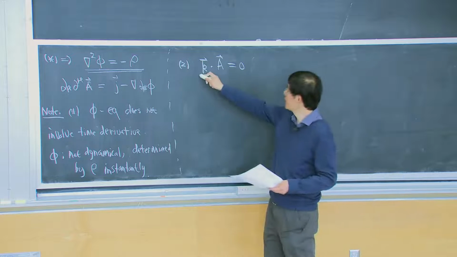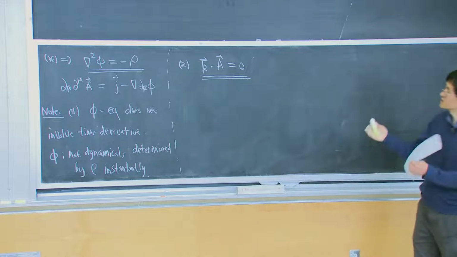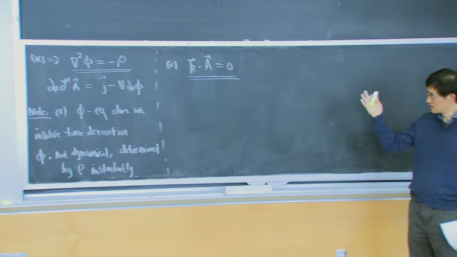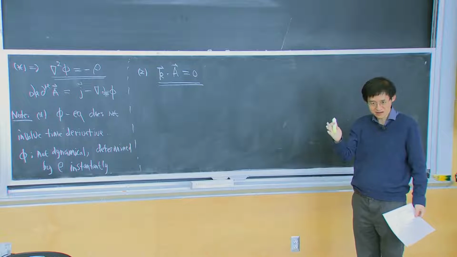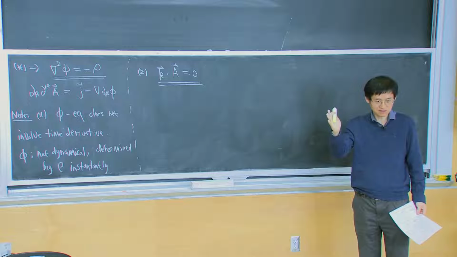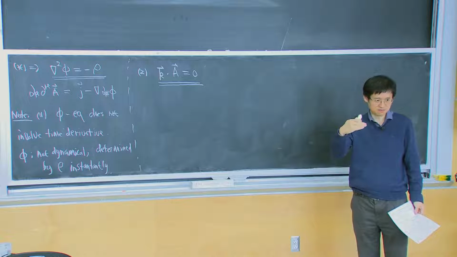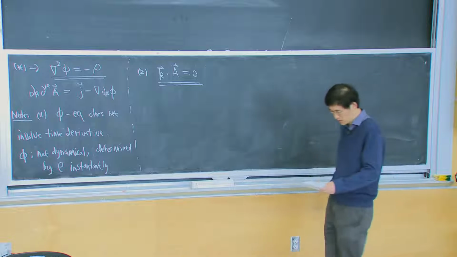So in momentum space, you can just write it as this. So this just means that the component of A parallel to the momentum is 0. Okay, A only has components which are perpendicular to the momentum, to the spatial momentum.